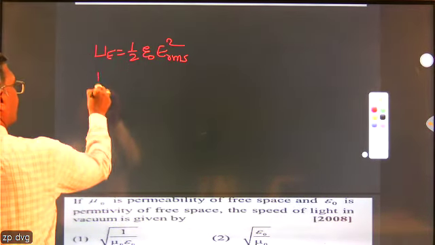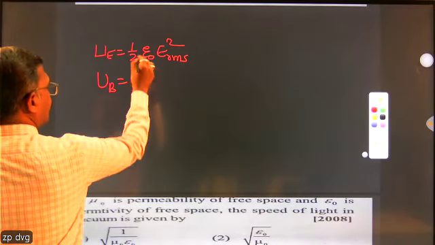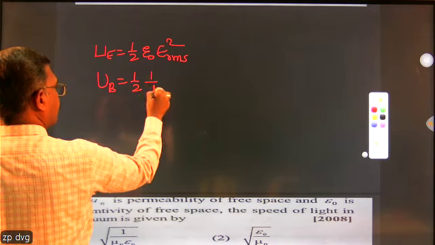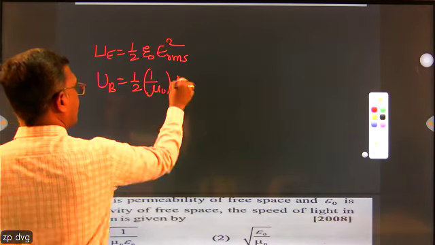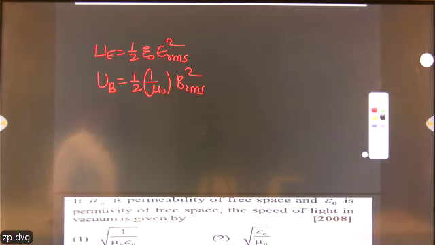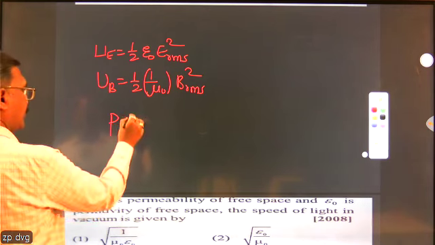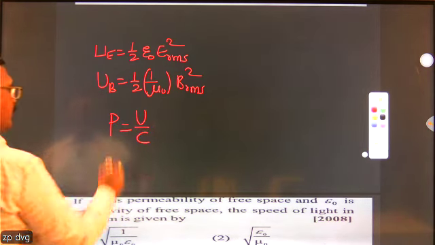Similarly, you can have energy UB in the magnetic component, which will be equal to half times 1 by mu naught, B RMS square. You know electromagnetic waves also impart momentum. So they carry both energy and momentum. Momentum will be equal to U by C, where U is the total energy.